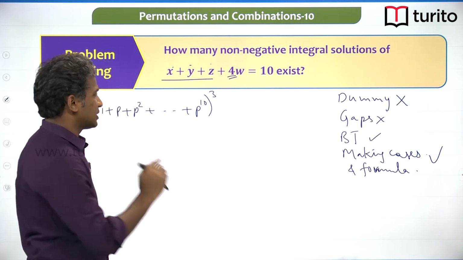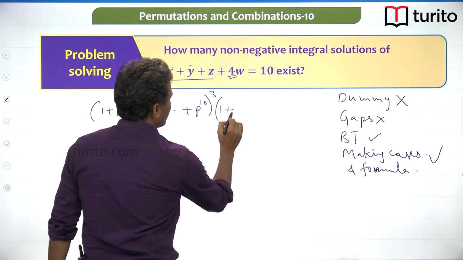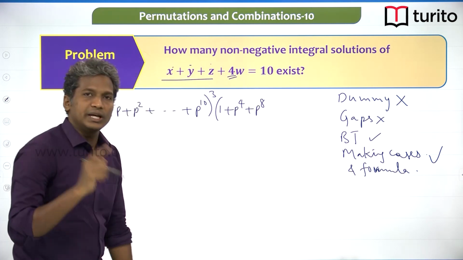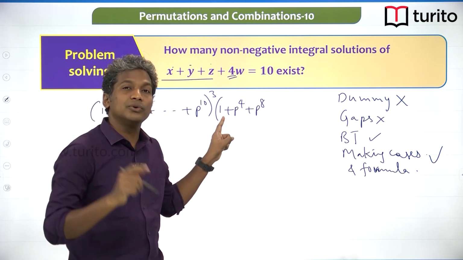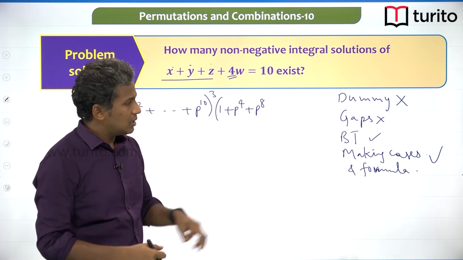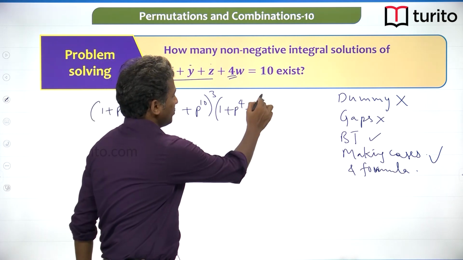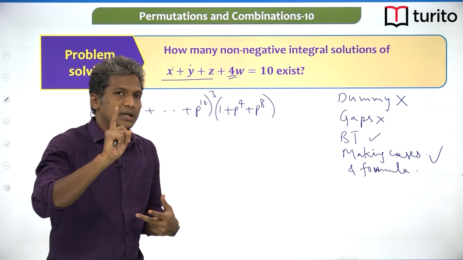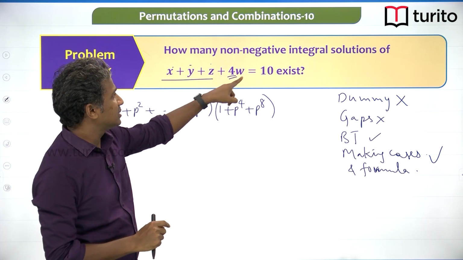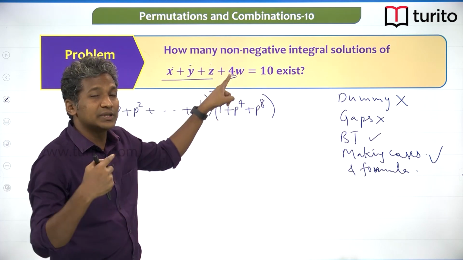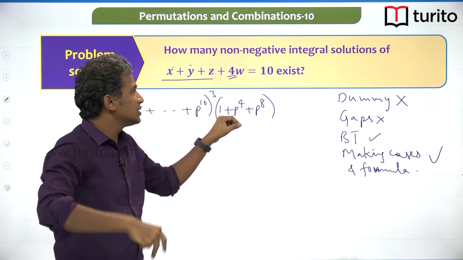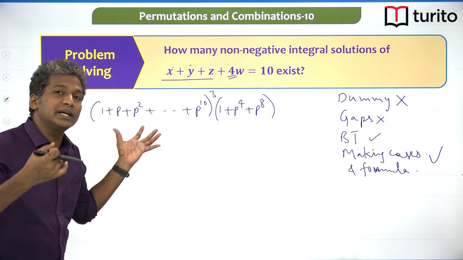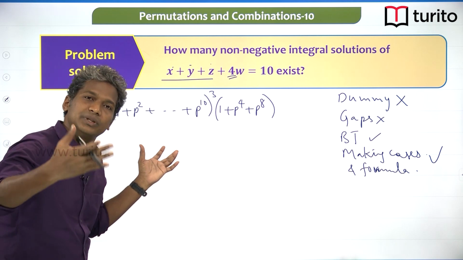So we modify the function as 1 plus p raised to 4 plus p raised to 8. So here I am taking multiples of 4 in the power. Now I am ending it right here, because next multiple of 4 is p raised to 12, but summation must be 10, so that means we are exceeding 10. So 12 is not allowed. Now we are going to collect coefficients of p raised to 10.